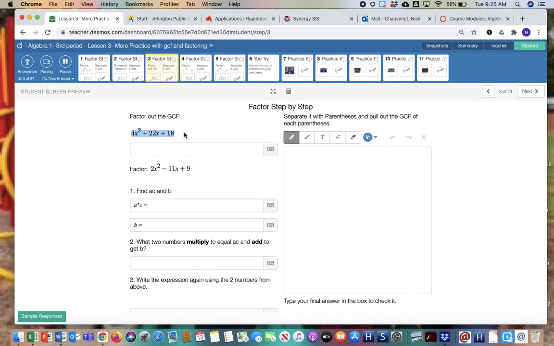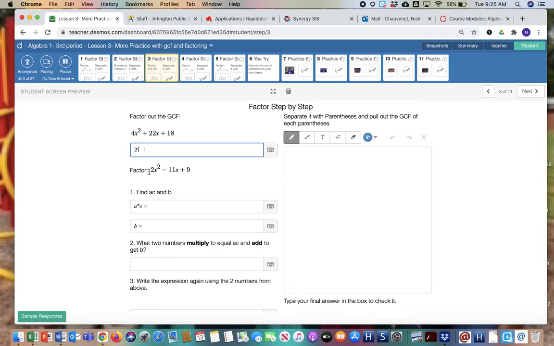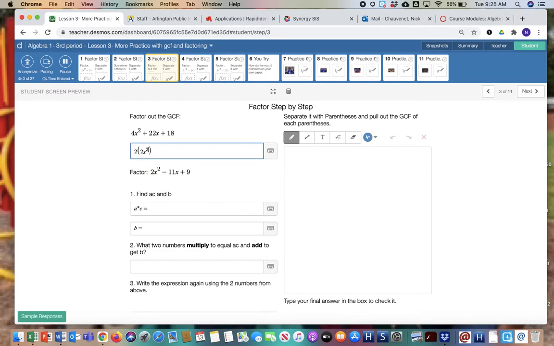So what can I divide out of all this? Well, they're all even, so can I take out a 2? So I divide out a 2, and now everything divided by 2 is going to give me this. All right, so let's write it down. So 2x to the second minus 11x plus 9. Okay, and now I'm just going to factor this.